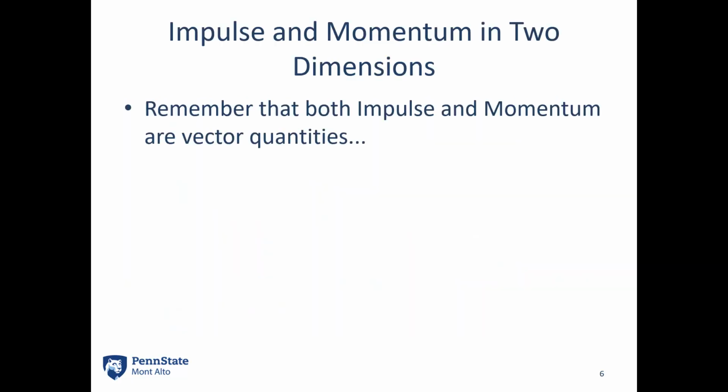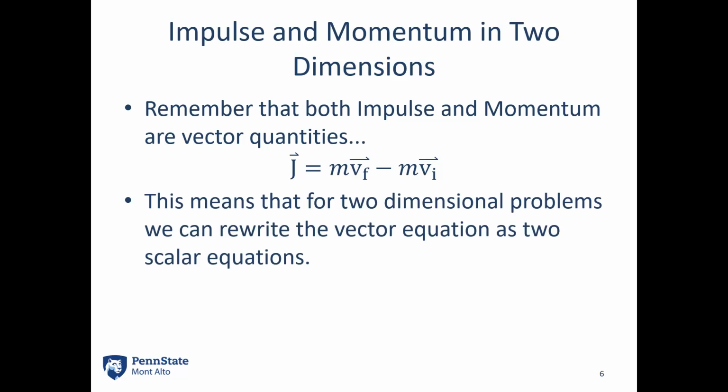All right, so in 2 dimensions, remember that both of those things are vector quantities. So this is our vector equation. If we break that down into 2 dimensions, I can break it down into, say, x and y. The impulse in the x direction is the change in momentum in the x direction. The impulse in the y direction is going to be the change in momentum in the y direction. So break our forces down into x and y, break our velocities down into x and y, and then we have 2 scalar equations, whereas we had our 1 initial vector equation up here.